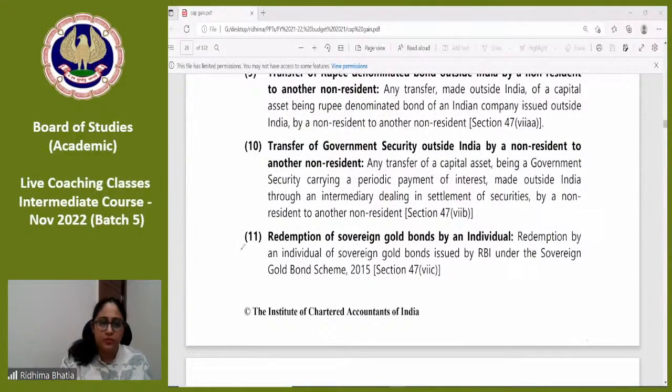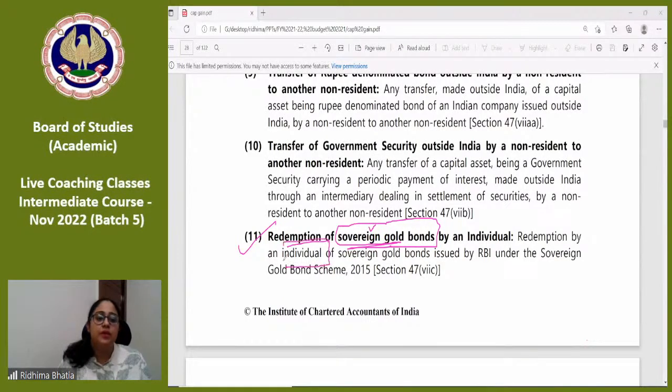11. Redemption of sovereign gold bonds by an individual. Sovereign gold bonds are assets. Yes, they are assets. They are capital asset. Indexation happens. Yes, indexation happens.